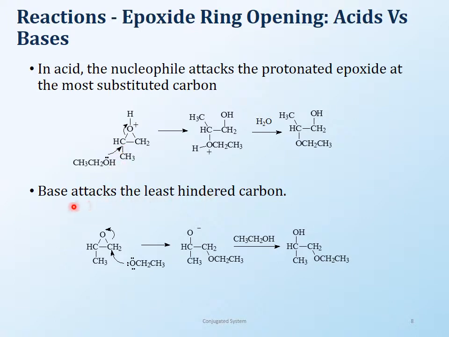Now in a base attack, you have a strong nucleophile, and if you have a strong nucleophile, it is more like an SN2 mechanism, and SN2 mechanisms prefer the least sterically hindered carbons. And so therefore the product will be slightly different. So depending on what kind of a product you want, you choose either the acidic medium or the basic medium. So again, remember in acidic medium, it's more like an SN1 mechanism, and in a basic medium, it's more like SN2 mechanism. So you have attack at the less hindered carbon. So you have a choice of how you want to make your product.